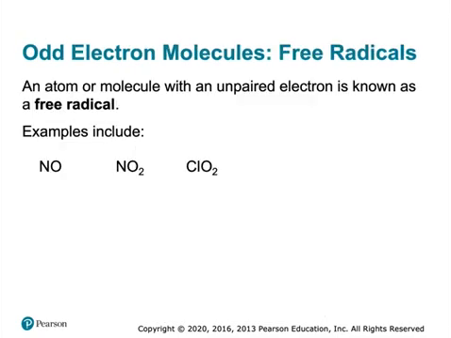Okay. And there are some exceptions to the octet rule. One of them is an odd number of electrons. These are known as free radicals. So some nitrogen oxides, for instance, are free radicals. And this has various applications. So free radicals are used to start plastics. When plastics are formed, a free radical starts the reaction.